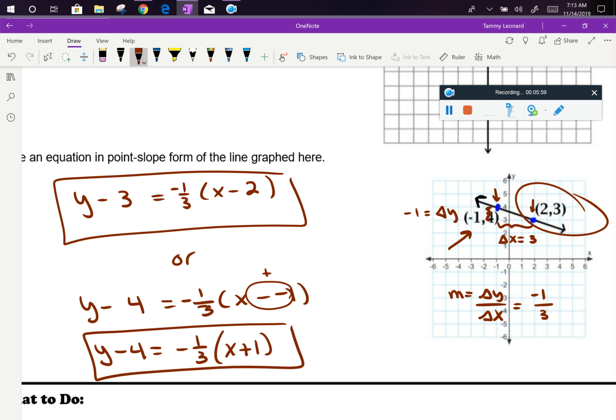Two different students could give two different answers, and both would be marked correct because they both describe the same line.